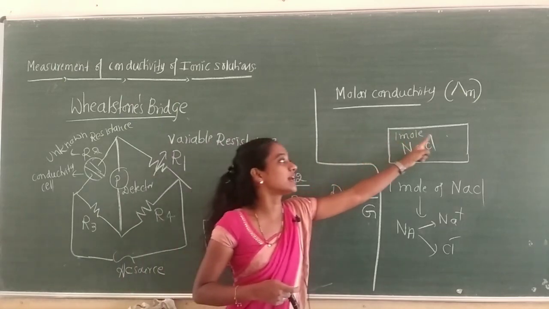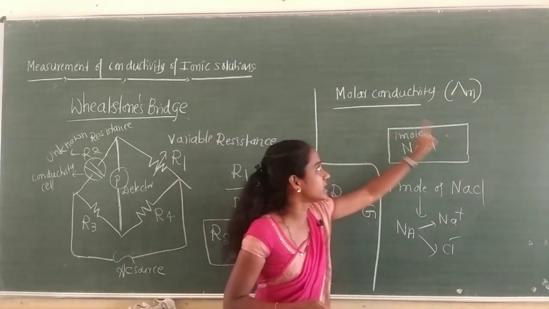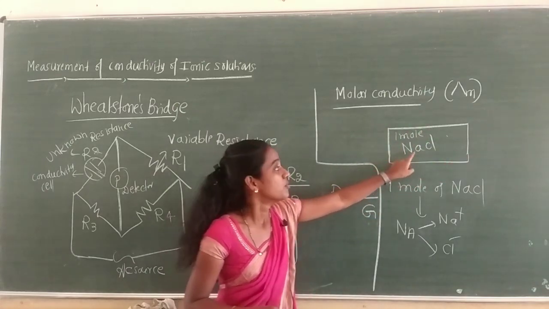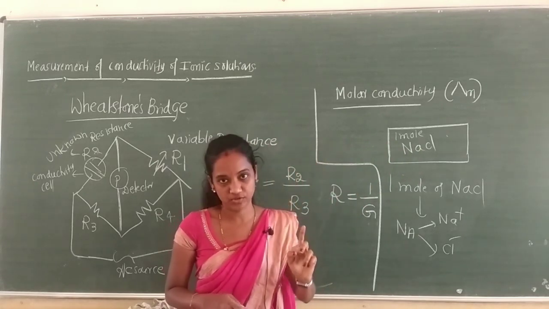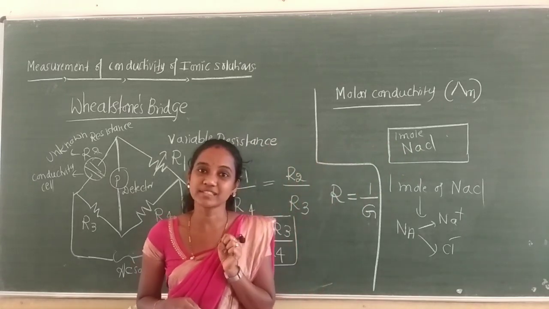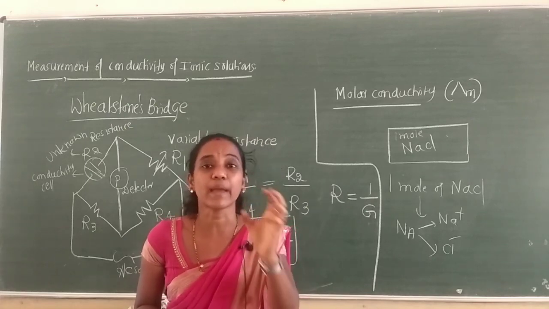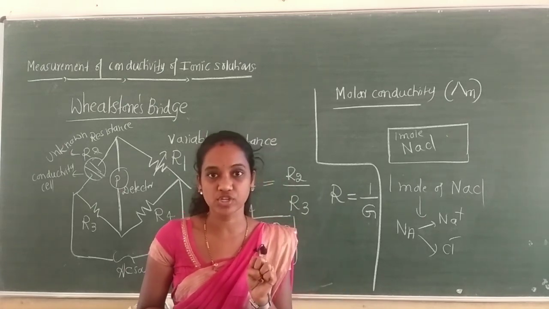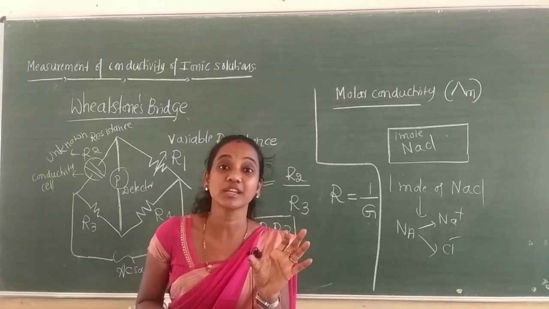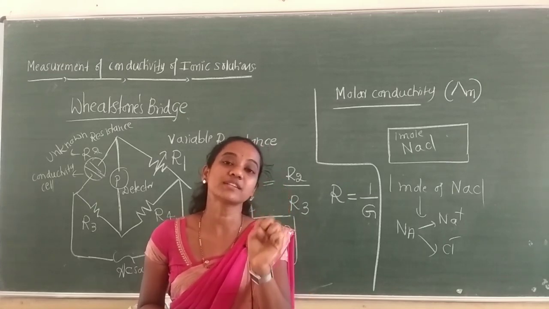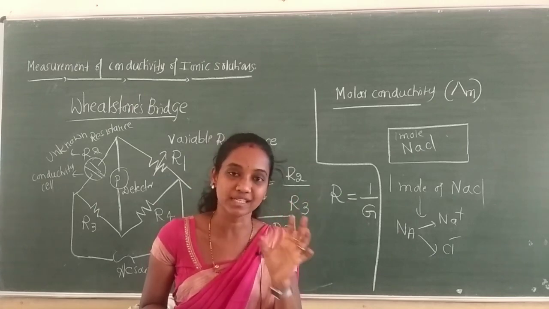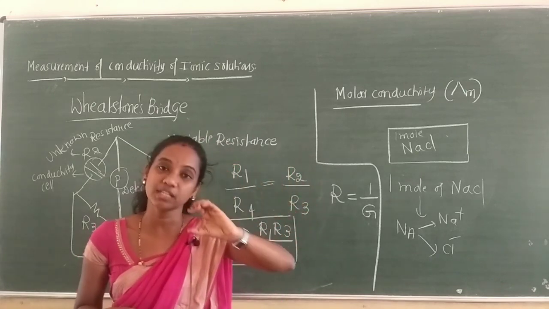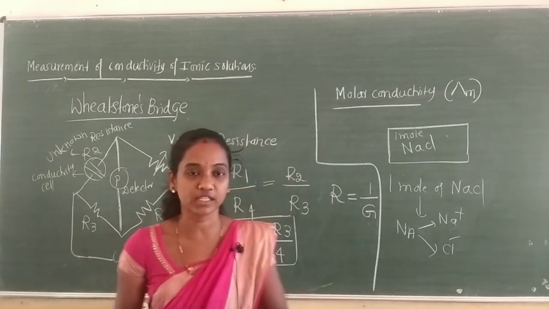Whatever the molar conductivity is, it is the conductivity of a solution which contains 1 mole of the electrolyte. What is conductance? It is the capacity of a particular solution to conduct electricity, or the ability of a solution to conduct electricity. The capacity to conduct electricity is called conductance, isn't it? Now what is the difference between conductance and conductivity?